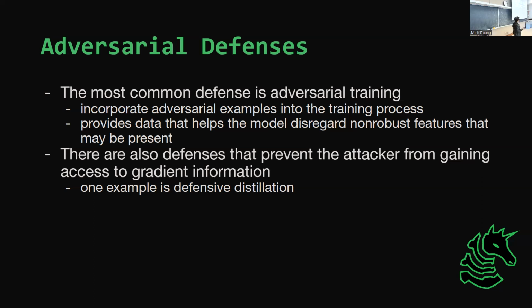There are also some other defenses that prevent the attacker from getting access to gradient information, because a lot of these attacks do depend somewhat on gradient information, right? One example is defensive distillation, where instead of providing, I think, a class, you provide the probabilities of XYZ thing. It's basically how do you stop your attacker from getting as much access to your gradients as they may have otherwise?